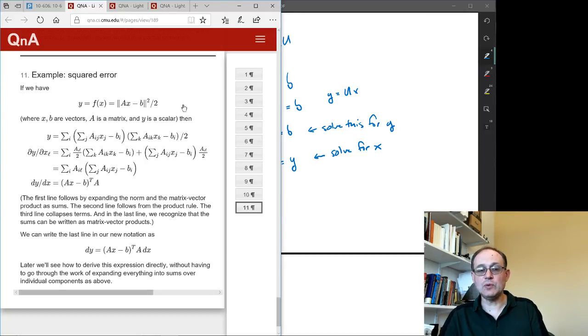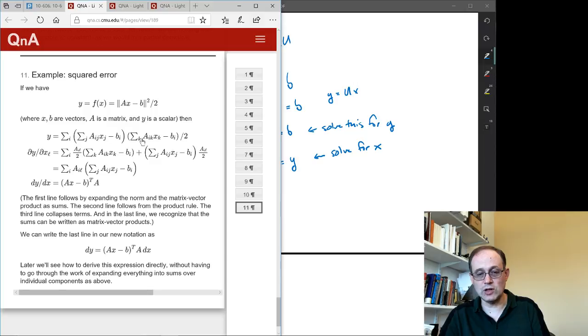And let's say that we want to take the derivative. So why would we want to take the derivative? Well, maybe we want to minimize this residual error, right? So we can do that by taking the derivative and setting it to 0. But let's not worry about that. Let's just worry about taking the derivative. So I've written out here the way to do the scalar derivative of y with respect to x.